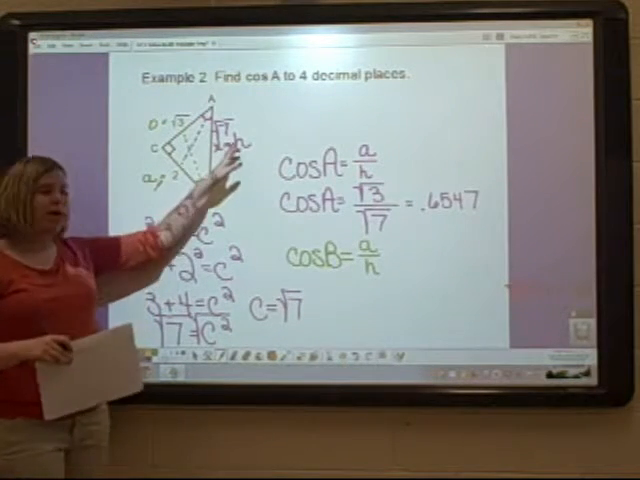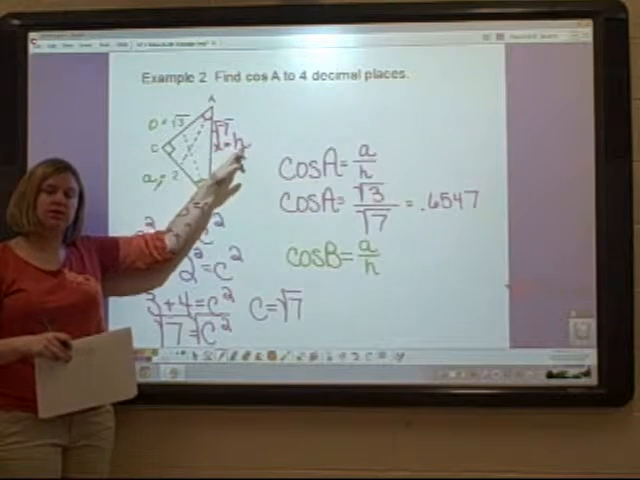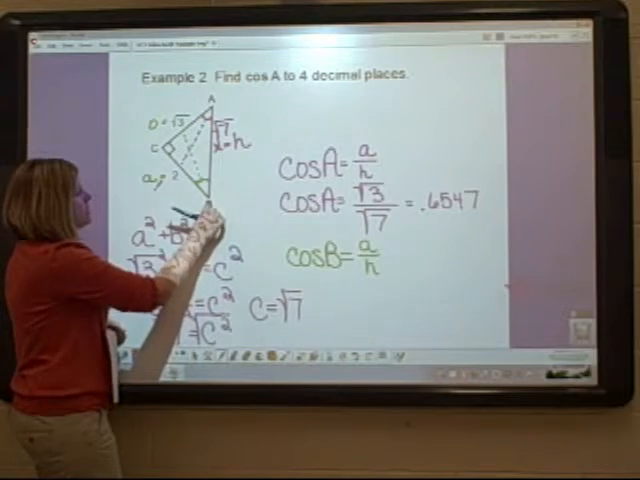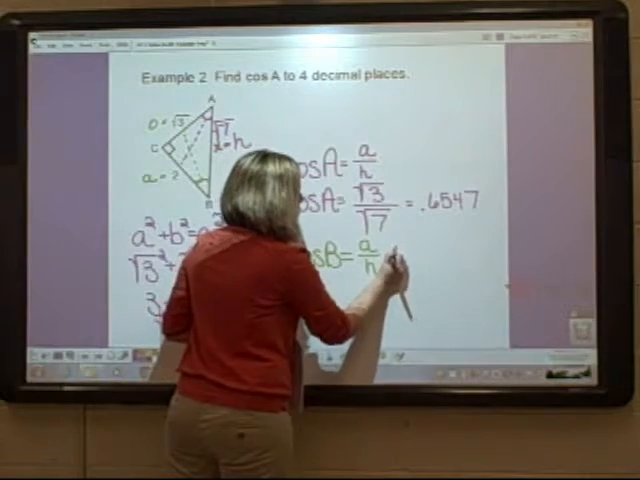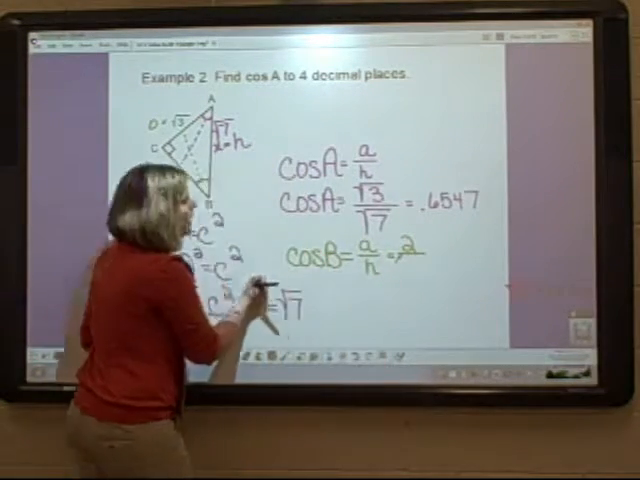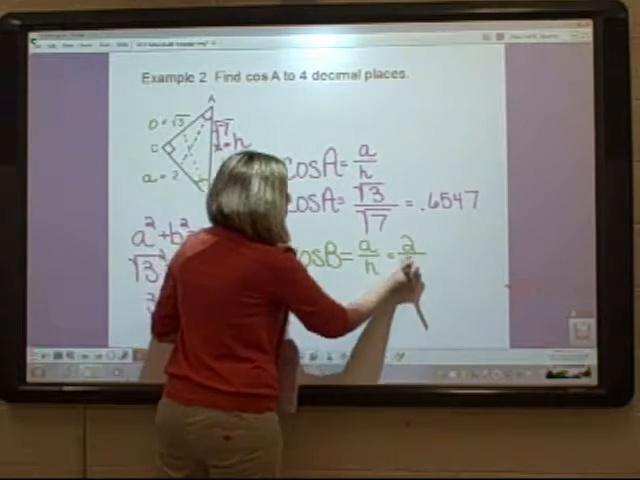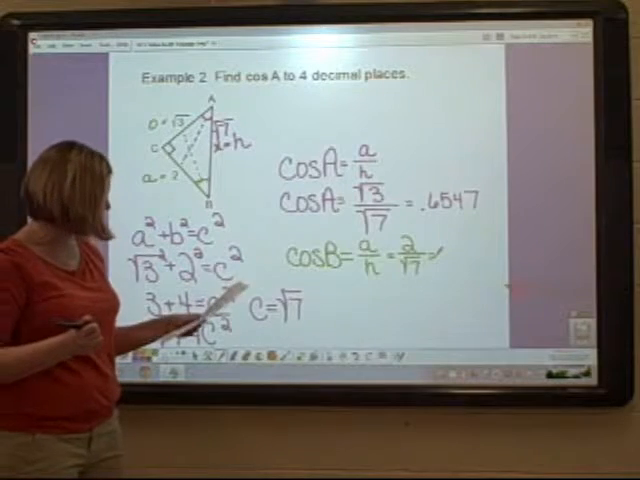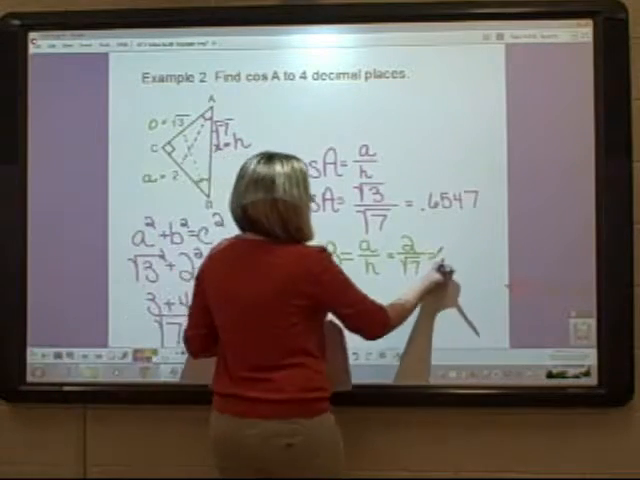Remember, the hypotenuse never changes. It's always going to be the hypotenuse. So to find the cosine of B, the adjacent side is 2. The hypotenuse is root 7. And if I round that to 4 decimal places, I end up with 0.7559.